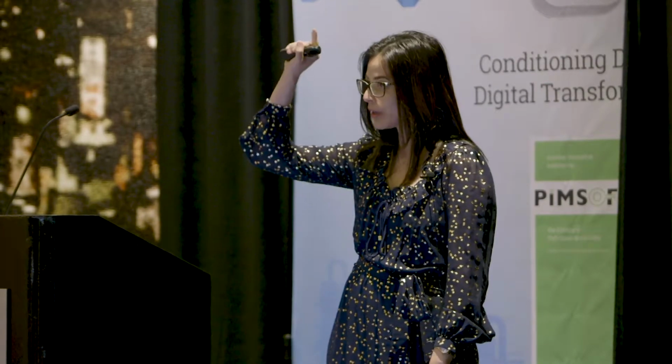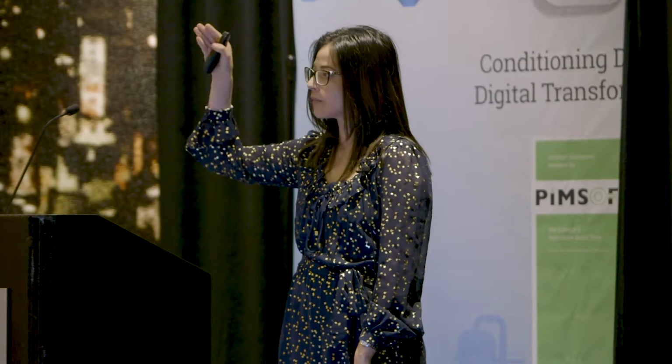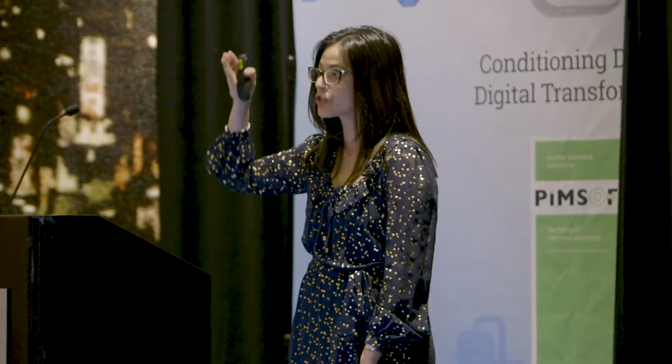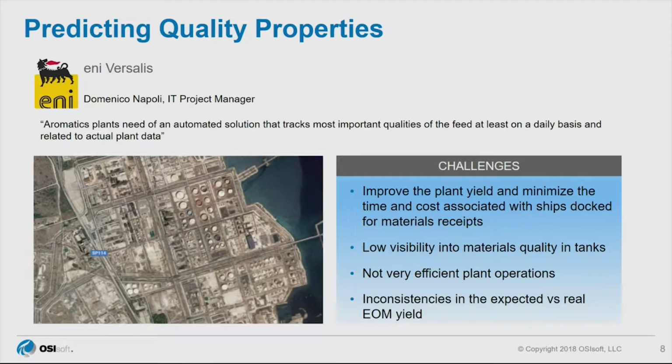So the next one, going into the progression of the analytics, is the prediction of quality properties. And for this, I'm going to use the example of ENI Versalis, an aromatics plant based out of beautiful Sicily in Italy. Their main issue was that the expected yield was not consistent with the actual yield that they had at the end of the month. And they only knew this at the end of the month. So that was not good because there was not much they could do.